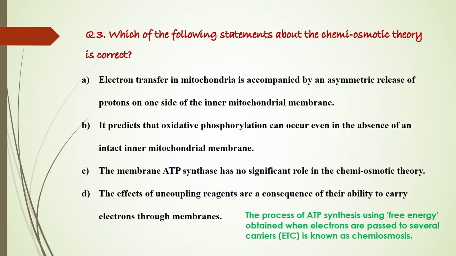So let me just give you the hint if you are getting confused about what chemiosmotic theory or chemiosmosis is. That is the process of ATP synthesis using free energy obtained when electrons are passed to several carriers. That is the process otherwise known as chemiosmosis, because we are reading about oxidative phosphorylation, and the process of that is basically known as chemiosmosis, where many electrons are passed through several electron carriers.